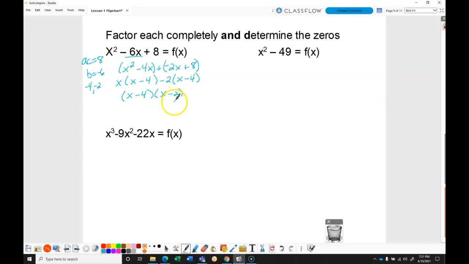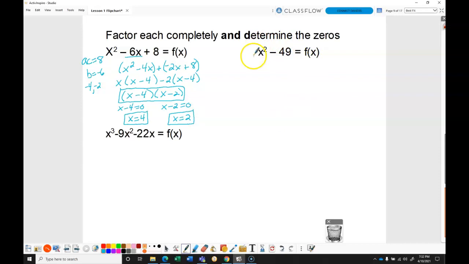Now, I need to determine the zeros. So here it is in factored form. That was kind of step 1 of the problem. Now I need to take each one of these factors and set them equal to 0 and solve for x. So x minus 4 equals 0. Add 4 to both sides. It gets me x equals 4 as one solution, or 0. And then I'm also going to set this one equal to 0, x minus 2. And then I'm going to add 2 to both sides, so x would equal 2. So I found the factors, and I found the zeros.